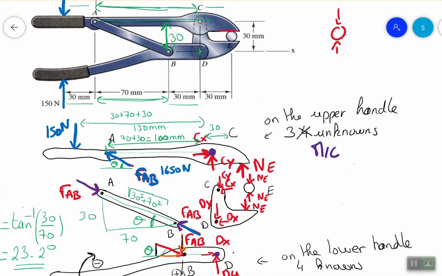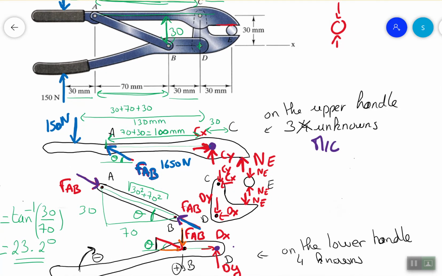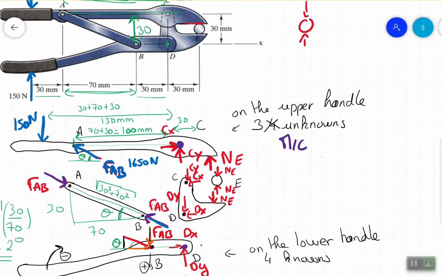Now that we have all our dimensions and all our forces, we can solve for MC. Let's make it a little bit bigger and move it there. Sum of the moments about C is equal to 0 on the upper handle. This 150 Newton force is turning in the positive direction, so we have 150 Newton times the distance from C, that is 130 millimeters.